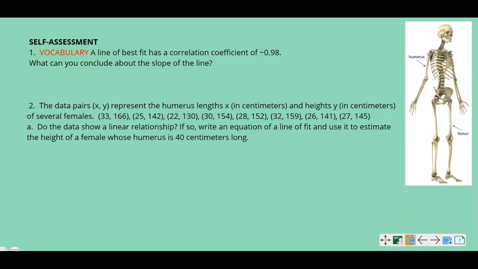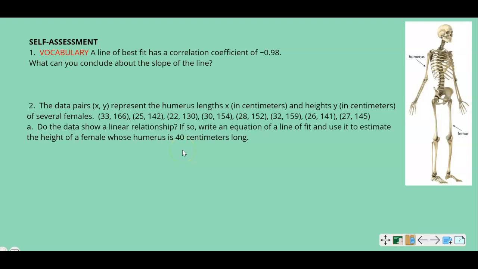All right, this is the last part of this assignment. So I want you to do a self-assessment. First one is a vocabulary term. A line of best fit has a correlation coefficient of negative 0.98. What can you conclude about the slope of the line? Right, you can go back in your notes. You could Google correlation coefficient. However you want to find the answer to that, please do so. Hopefully you already know what the answer is, but if you don't, look it up.